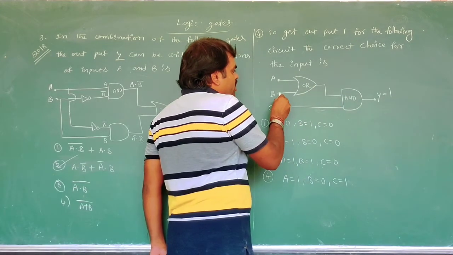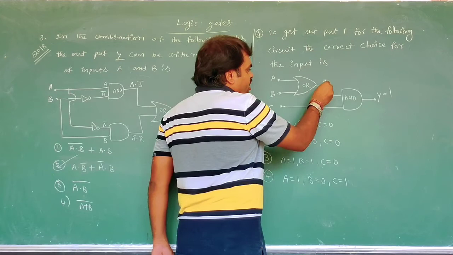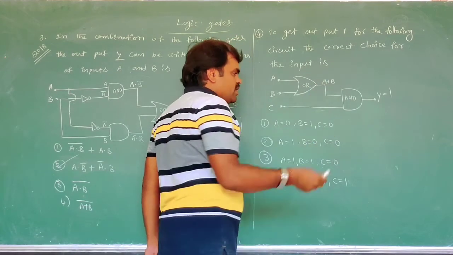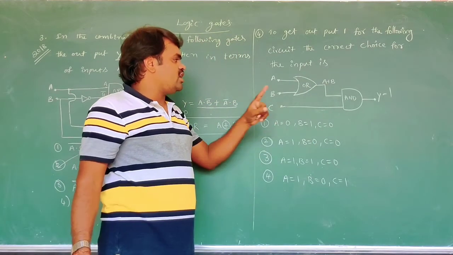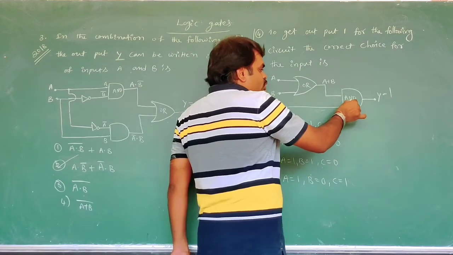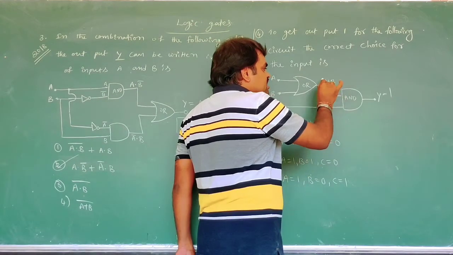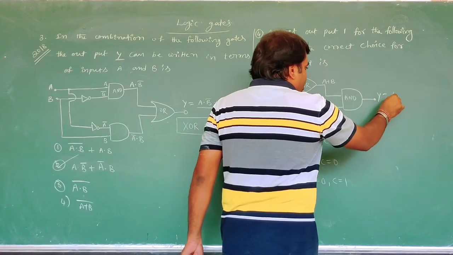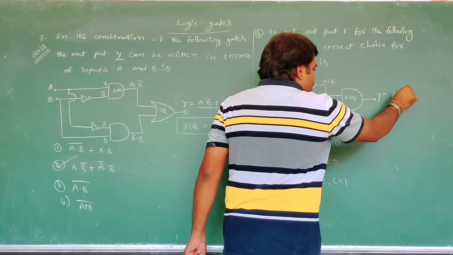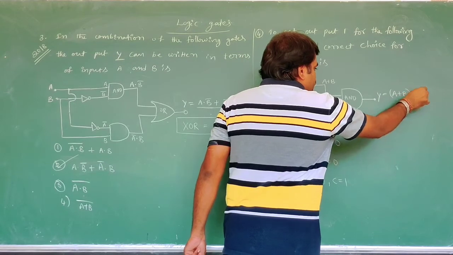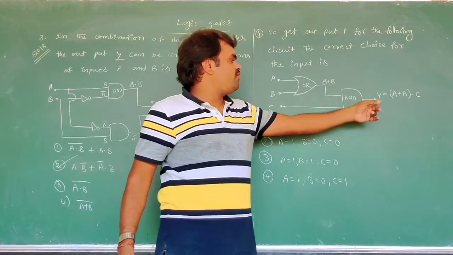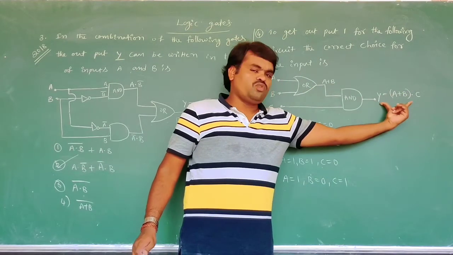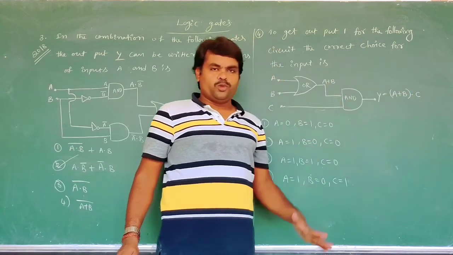Now A and B are the inputs of the OR gate, that's why we write the operation of the OR gate as A plus B. Now C is the input of the AND gate along with A plus B, that's why we can write A plus B dot C. This is the output in terms of the inputs.